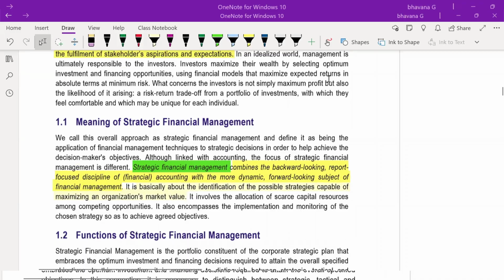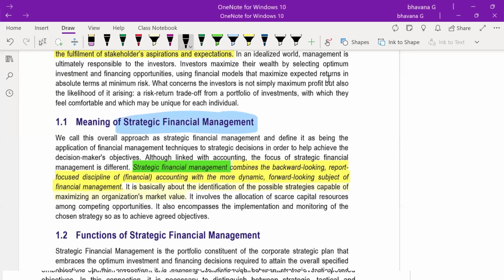So there was one final topic that I wanted to cover, which is the meaning of strategic financial management. It is pretty simple, but I think I missed saying it when I was reading through at the start. So what is strategic financial management? As you have already understood, the strategy plus finance plus management of that by the people makes up the word strategic financial management. Okay, so what does it combine?